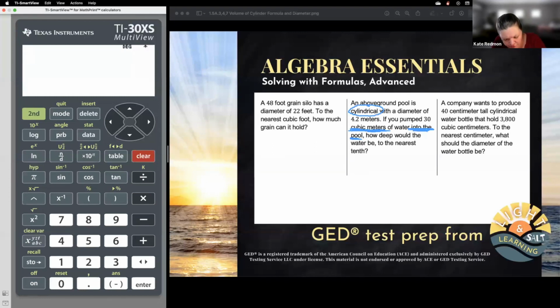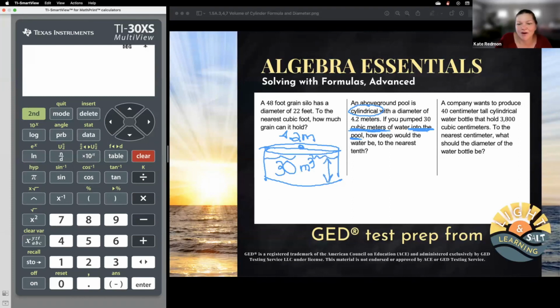So above ground pool is often cylindrical. They told us it was cylindrical. And it says, again, that we have a diameter of 4.2 meters, and it's going to fit 30 cubic meters of water in the pool. That's its volume. And the question is, how deep would the water be if we do that? So basically, what's the height of the water going to be? I mean, we don't usually say the height of the water, we say depth, but that's the concept going on here. So once again, we're talking volume of a cylinder.